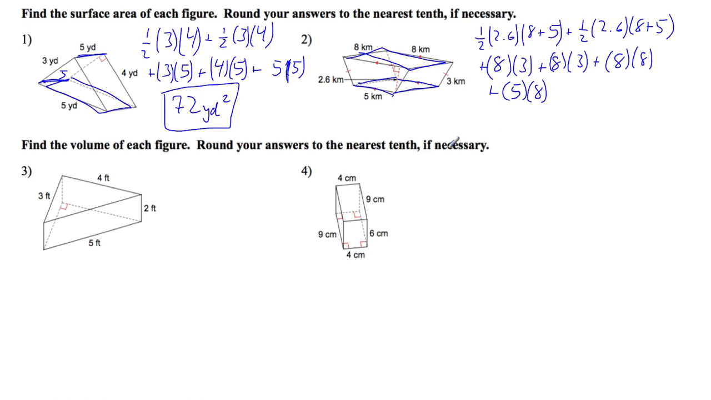And so there we have all of those surface areas to add up. So we're going to have 2.6 times the 8 plus 5, and we're going to take that, divide it by 2. But if you notice, we're adding half of it and half of it, so we might as well just add the same thing. And that's 33.8. And then we add the 24 plus 24 plus 64 plus 40.